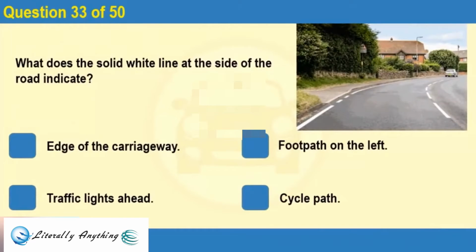What does the solid white line at the side of the road indicate? 1. Edge of the carriageway. 2. Footpath on the left. 3. Traffic lights ahead. 4. Cycle path.